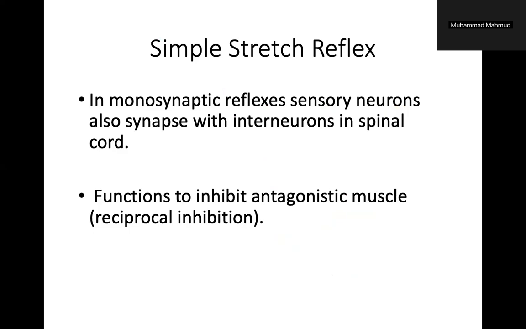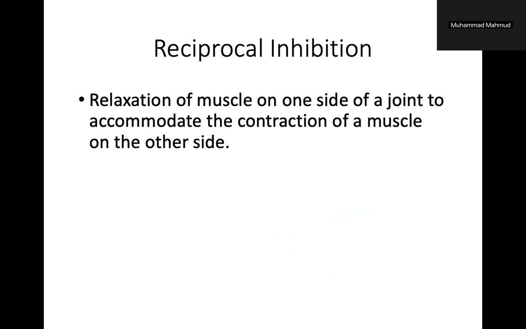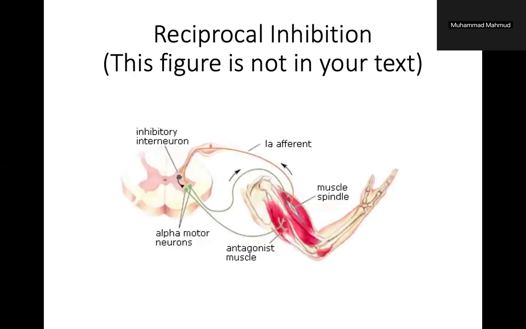In monosynaptic reflexes, sensory neurons also synapse on interneurons to inhibit antagonistic muscle. So the second example that I'm going to discuss now is called reciprocal inhibition. Have a look at this first, then I'll tell you what is going on. You see, it shows two muscles, biceps and triceps.